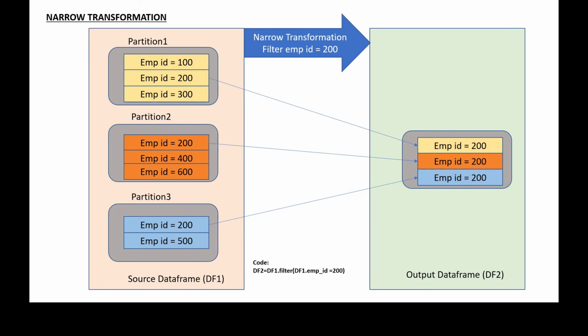But opposite to narrow transformation, wide transformation is very expensive and it will hit the performance because it has to shuffle the data across nodes. Let me explain the narrow transformation. I have created this diagram.